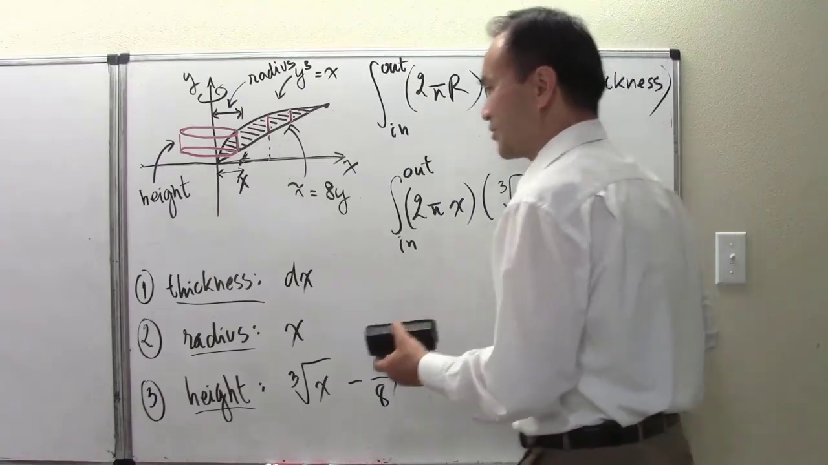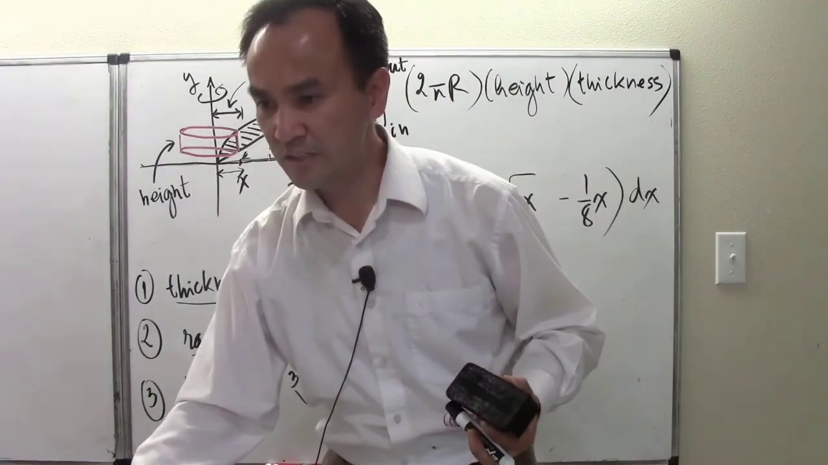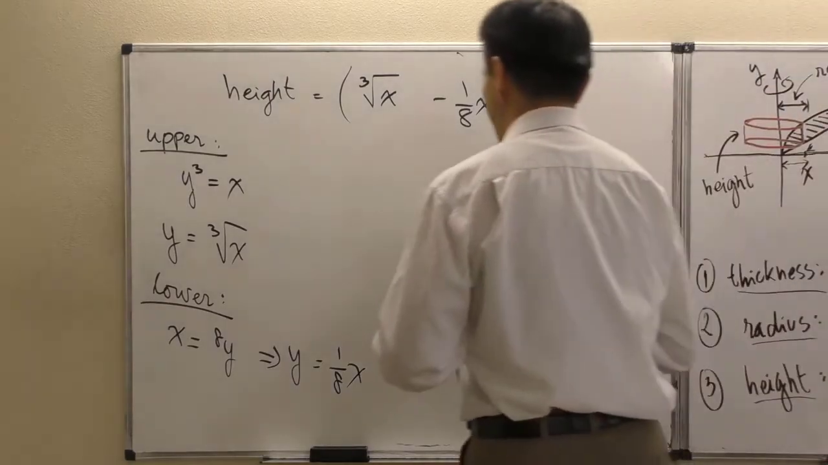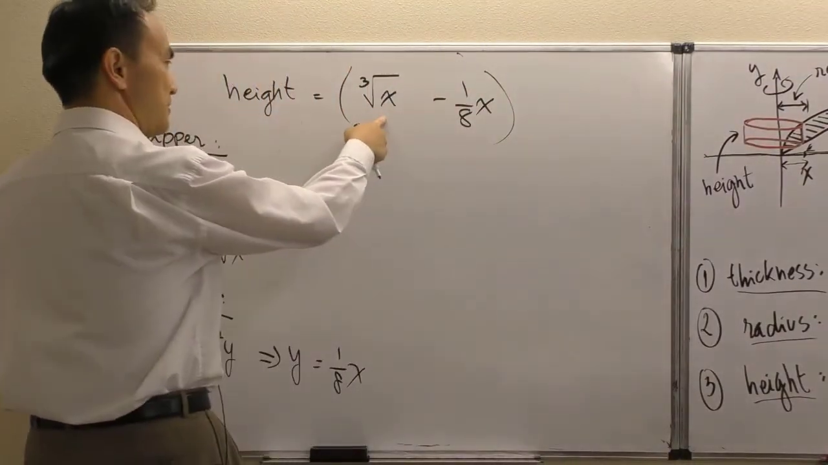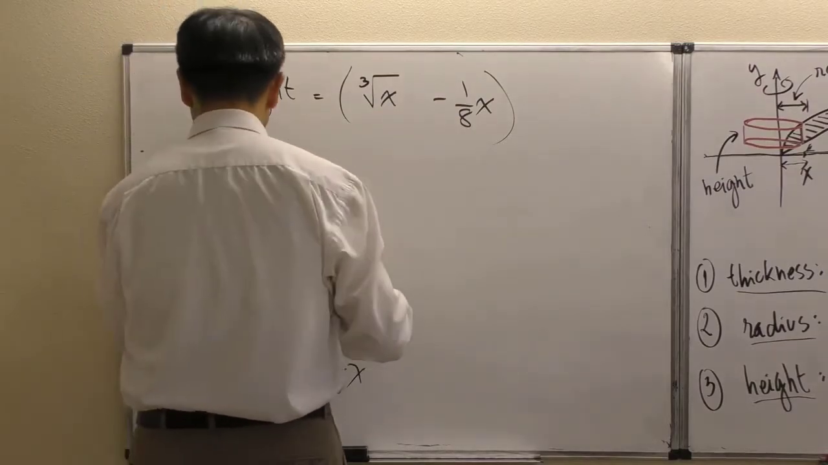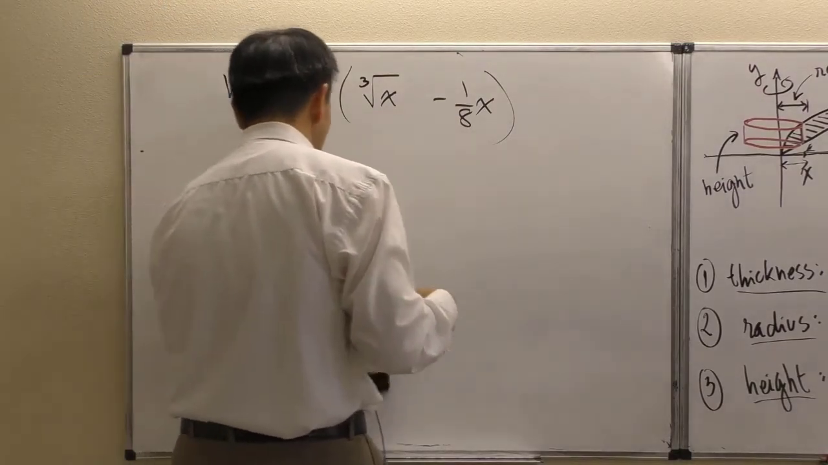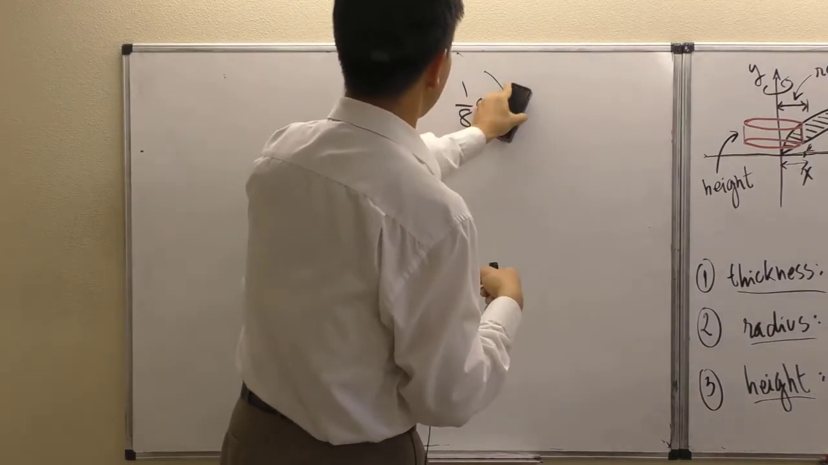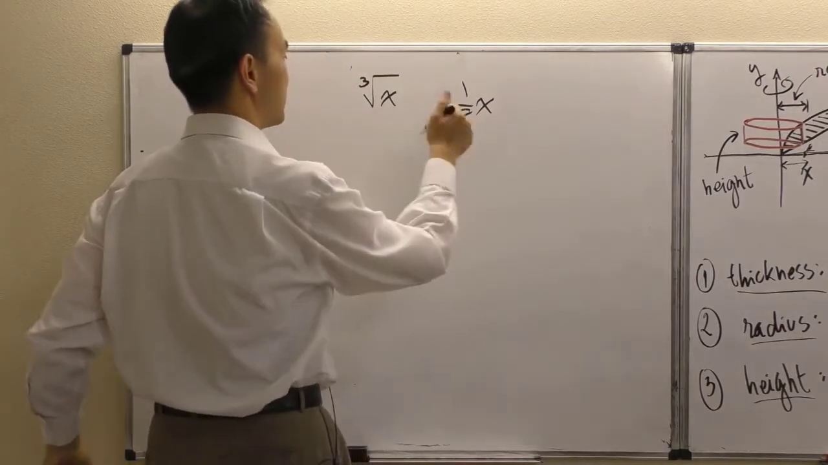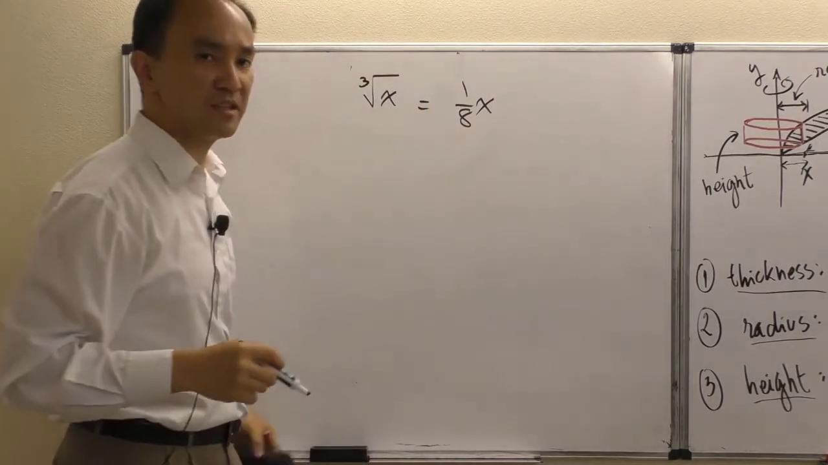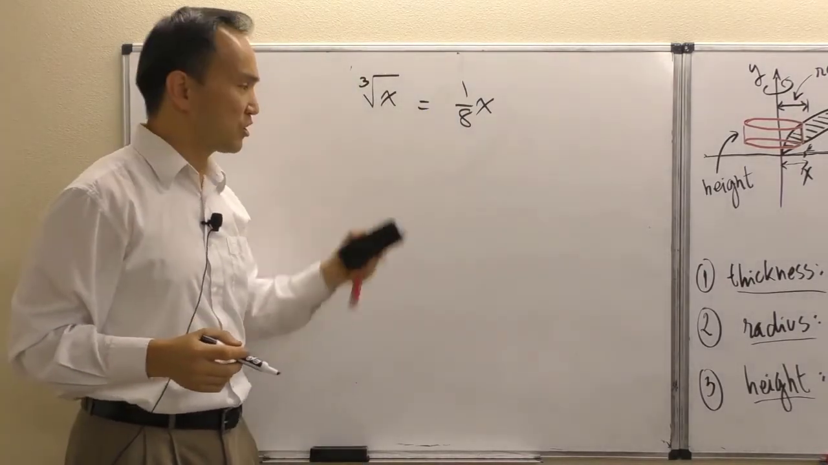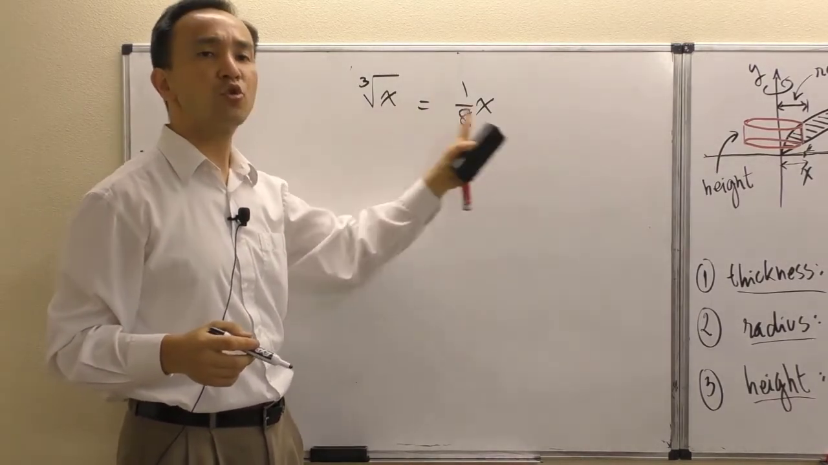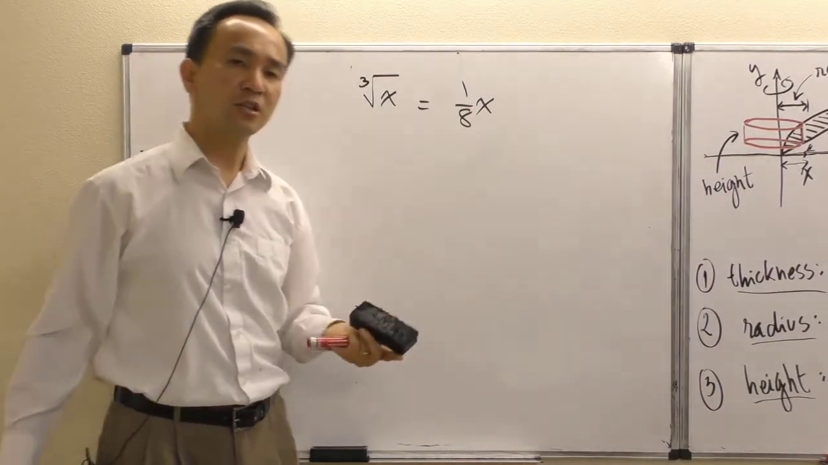Now I'm going to swing over to the other board for a little scratch work. The upper curve is here, the lower curve is there. We just need to find which x values make the two curves cross. So algebraically, I can set the two curves equal to each other, because this is how I find the x values where the two graphs cross.